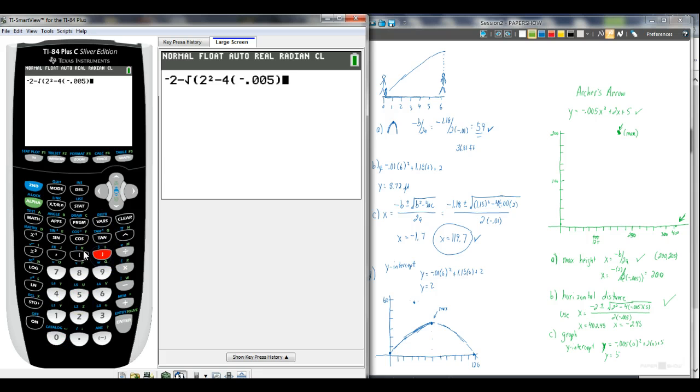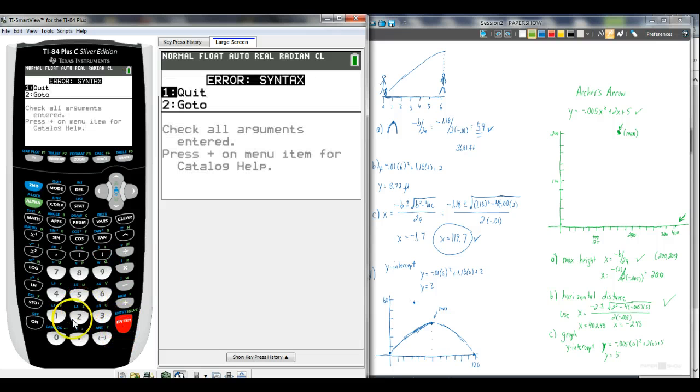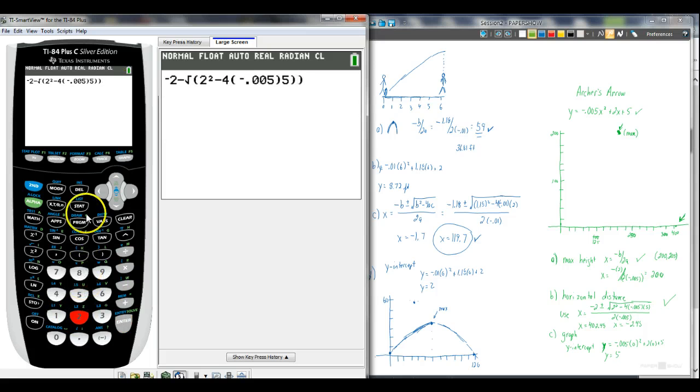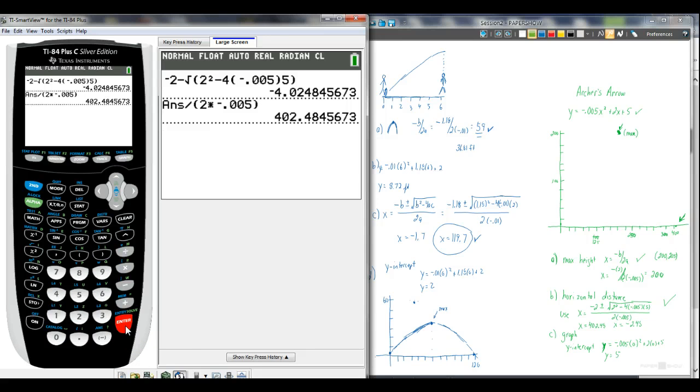-0.005, close it, open another, and this one is 5, and then close it, and that is our complete numerator. So I'm going to hit enter. Oh, but I have an extra parenthesis in there, so let me take that last one off. I'm going to hit enter to get that full numerator, and then I'm going to divide by, in parentheses, 2 times -0.005. You have to keep the denominator grouped together. And then you'll see I have a positive value, 402.48, and we could just round that to 402.